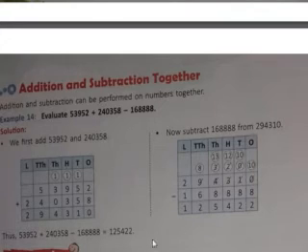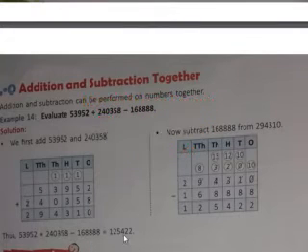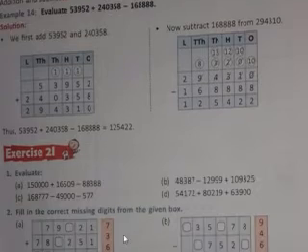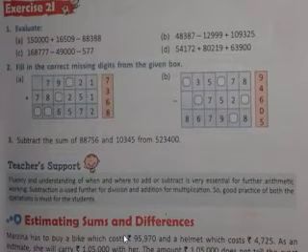In this way it is subtracted, and at last it has been written thus: 53,952 plus 2,40,358 minus 1,68,888 is equal to 1,25,422. So students, after this example there starts exercise 2I.